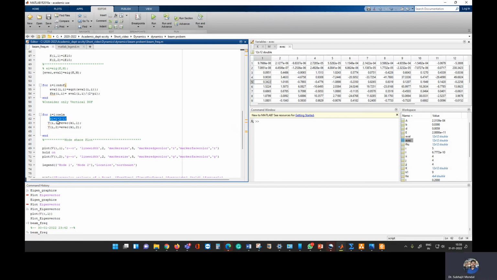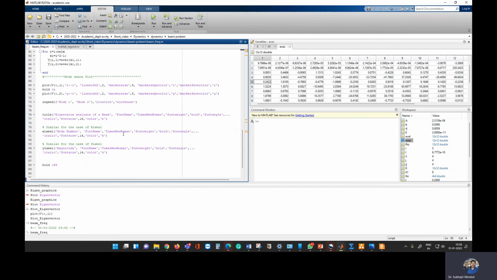So k is equal to i times 2 minus 1. When i is equal to 1, k will be 1. If i is equal to 2, k will be 3, like that. So basically we have taken only the values corresponding to the vertical degree of freedom. Now you have plotted it here. This part is only for plotting in MATLAB. Here we have plotted the first vector and the second vector, and we have assigned some color, red color, line width, marker size, marker edge color, marker fill color, like that all the parameters we have given.